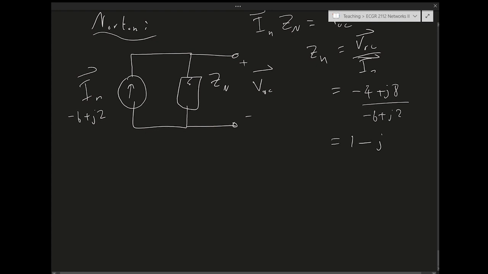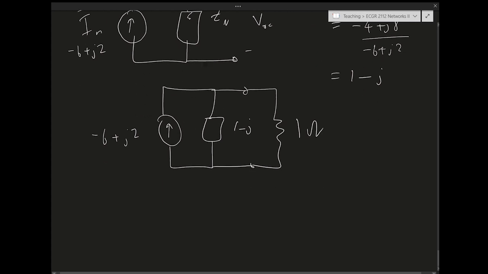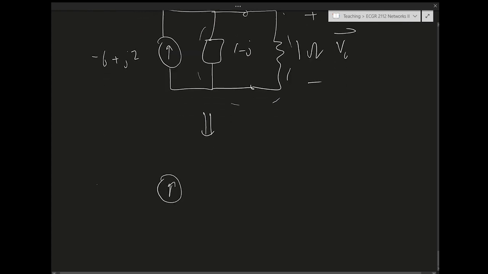So this is 1 minus J. This would be the Norton equivalent circuit. I would have minus 6 plus J2, and then I would have a 1 minus J impedance. And then all I have to do now is add the resistor, 1 ohm. Okay. Now I want to find VO. One way to do that is to find the equivalent impedance of those two impedances. I need to find 1 minus J parallel 1.